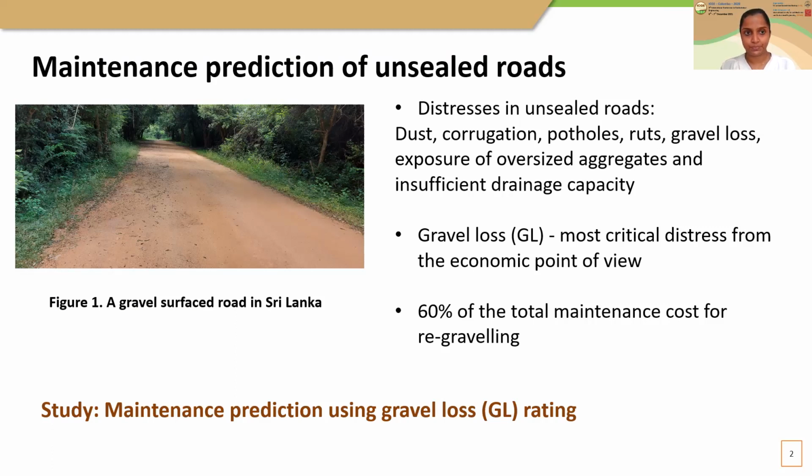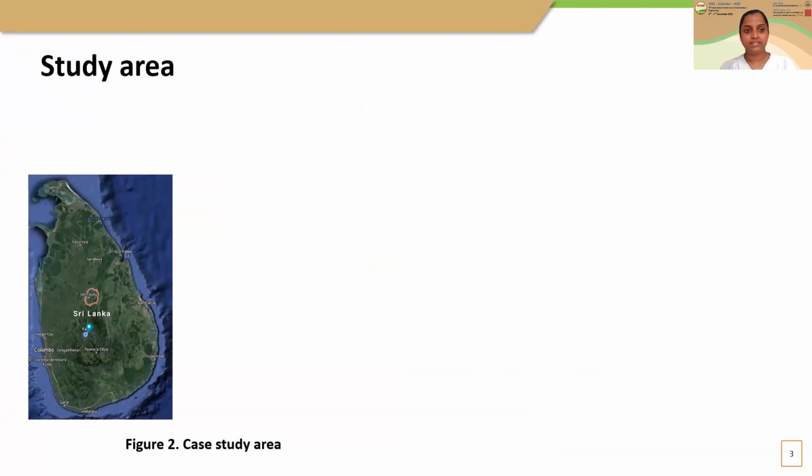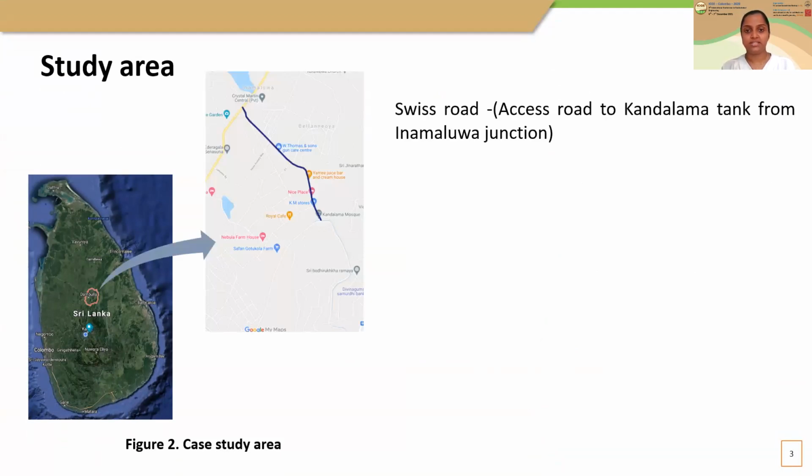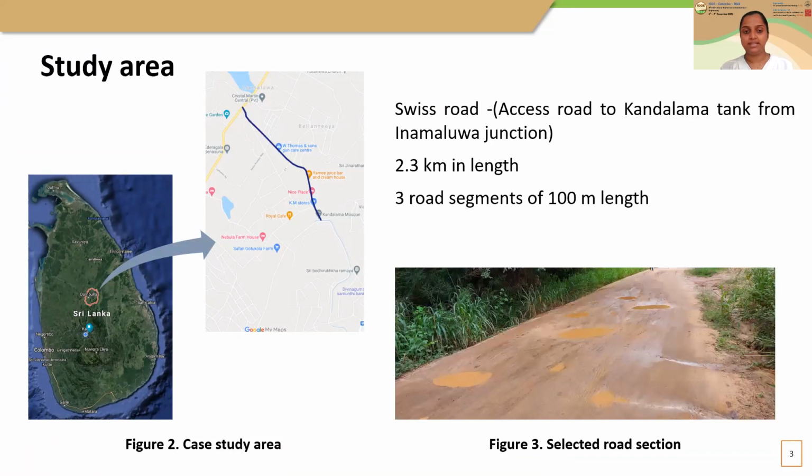The selected study area is in the dry zone of Sri Lanka near Dambulla city, and the selected road section is the Swiss road, which is the access road to Kandalama Tank from Inamaluwa Junction. The road is 2.3 kilometers in length, and the selected road was studied under 3 subsections of 100-meter length.